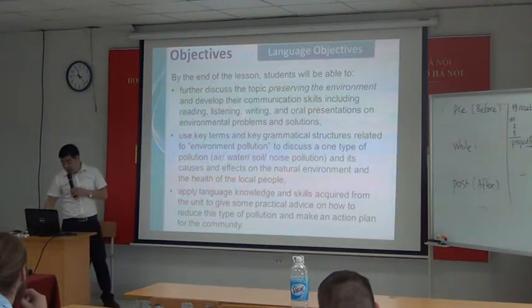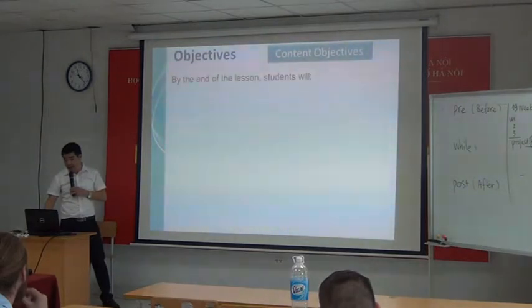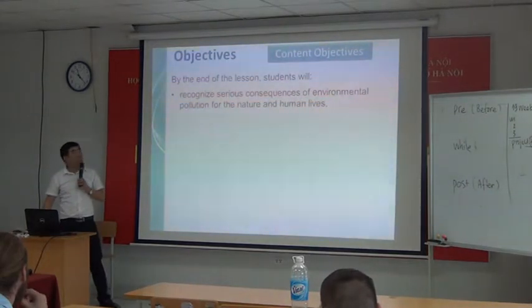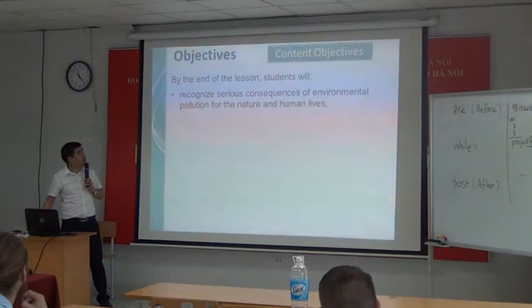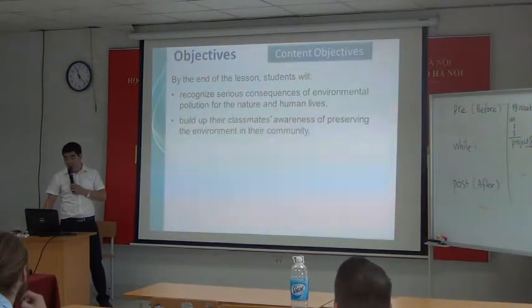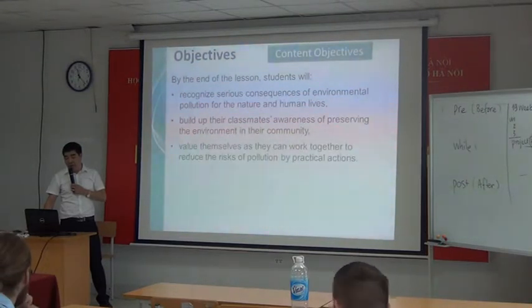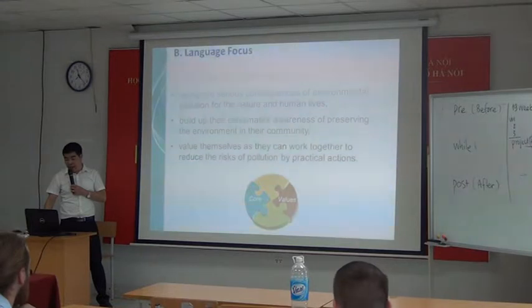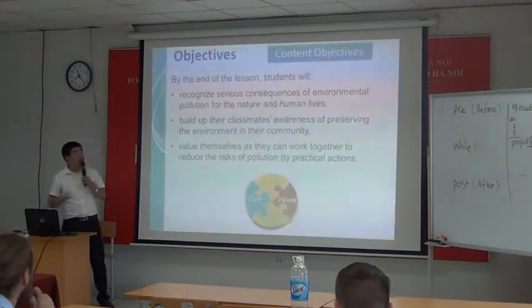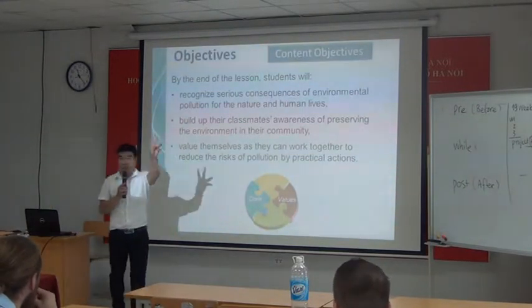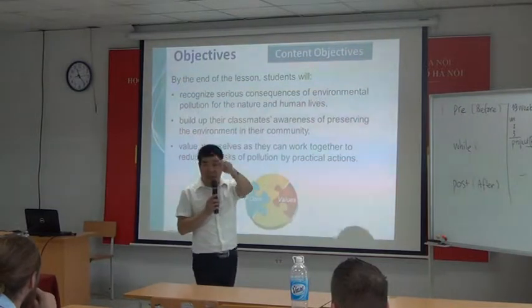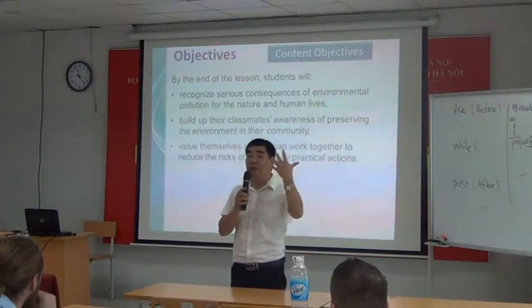Okay? And the second, I say content objective. Recognize serious consequences of environmental pollution on natural and human life. Build up their classmates' awareness of preserving the environment and community. Value themselves, as they work together to reduce the risk of pollution by practical action. And here we go. This is very important. I divide the objectives into 2 parts: language and content. Content means that you change their behavior.